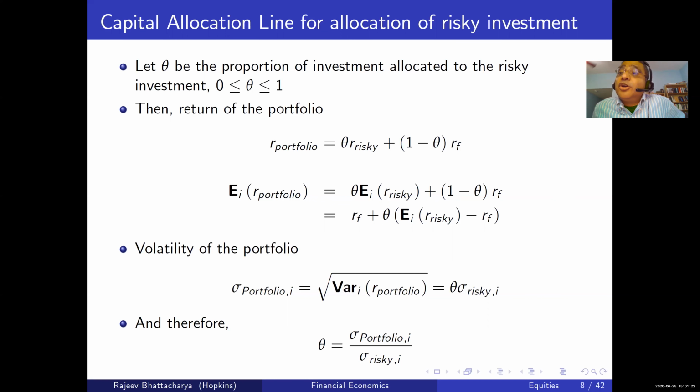So what is the return on the portfolio? The return is linear, as we have seen before. The return on the portfolio equals theta times the return on the risky asset plus 1 minus theta times the return on the risk-free asset, RF. So the expectation, once again perfectly linear, is theta times the expectation of the risky asset plus 1 minus theta times the return on the risk-free asset, RF.